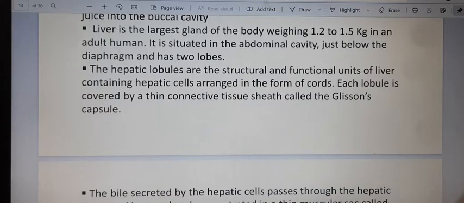Then the next gland is the liver. The liver is the largest gland of the body, weighing 1.2 to 1.5 kg in an adult human. It is situated in the abdominal cavity just below the diaphragm and has two lobes. The hepatic lobules are the structural and functional units of the liver, containing hepatic cells arranged in the form of cords. Each lobule is covered by a thin connective tissue sheath called Glisson's capsule.